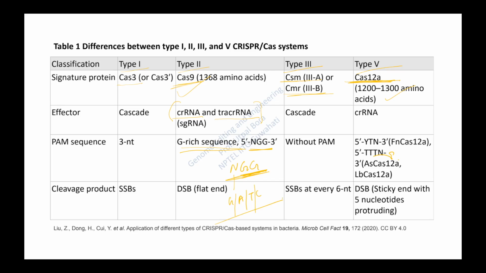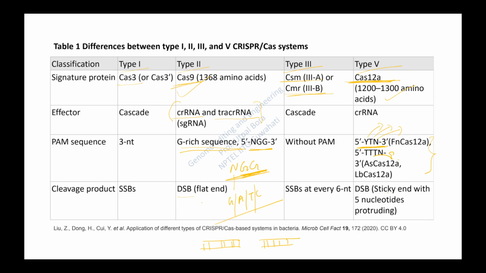And in type 5, you can see that there are different types of PAM sequences, for example, Y and T. Y means any pyrimidine, then it is T, thymine, and then N is any nucleotide, for the recognition. Similarly, another one is also there. Type 2 produces the double strand break at exactly the same position on the opposite strand, and that is why the break is not sticky, it is a flat end, or a blunt end. It produces ends like this.